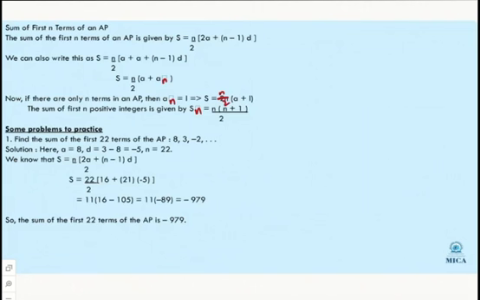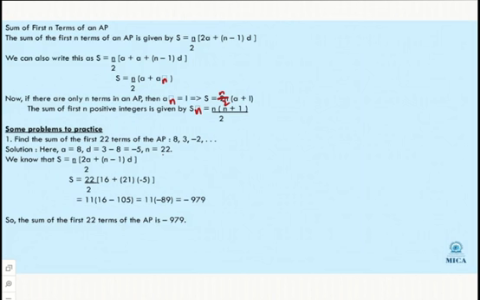Sum of first n terms of an AP. The sum of the first n terms of an AP is given by S is equal to n by 2 into 2a plus n minus 1 into d. We can also write this as S is equal to n by 2 into a plus an. Now, if there are only n terms in an AP, then an is equal to L, which implies S is equal to n by 2 into a plus L. The sum of first n positive integers is given by Sn is equal to n into n plus 1 by 2.